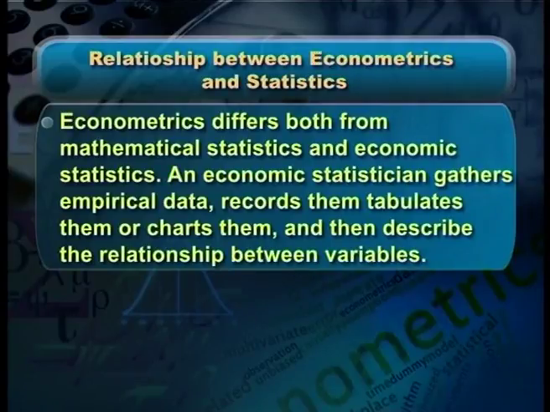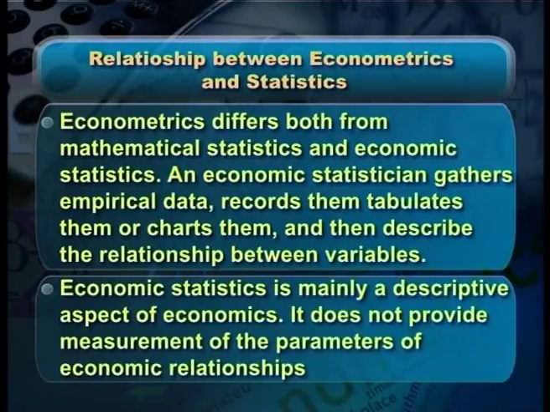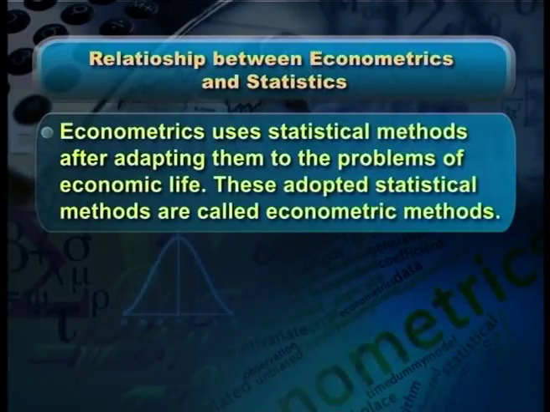An economic statistician gathers empirical data, records them, tabulates them or charts them, and then describes the relationship between variables. Economic statistics is mainly a descriptive aspect of economics. It does not provide measurement of the parameters of economic relationships. So, econometrics uses statistical methods after adapting them to the problems of economic life. We use statistics in econometrics, but we convert the statistical methods to real economic life. After converting them, only then do we use them in econometrics.